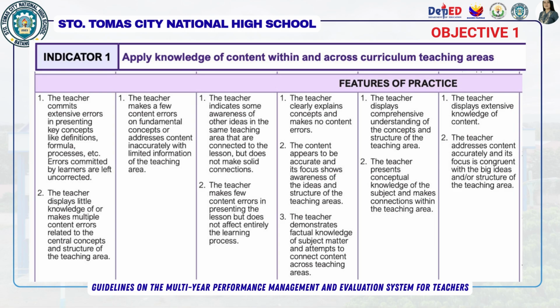In the lower levels, like the first and second columns, the focus is on errors and limited knowledge. But moving toward the right, in the columns corresponding to the proficient stage, the features shift to clearly explaining concepts, making no content errors, displaying comprehensive understanding of the structure of the teaching area, and demonstrating conceptual knowledge. The ultimate goal, as seen in the last column, is to display extensive knowledge and ensure the content and focus are congruent with the big ideas and structure of the teaching area.